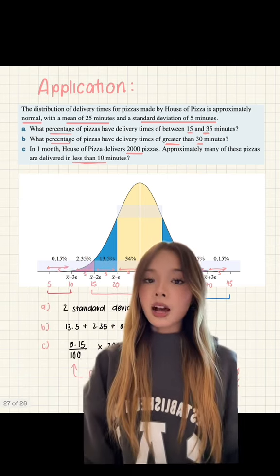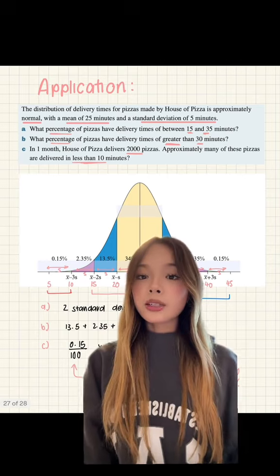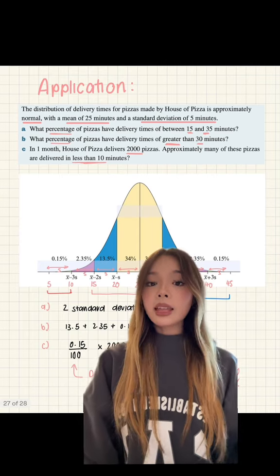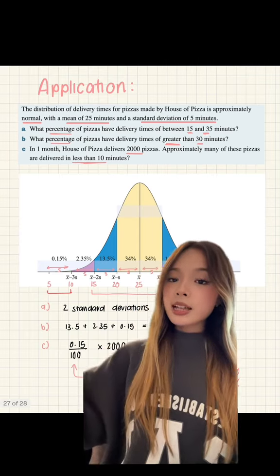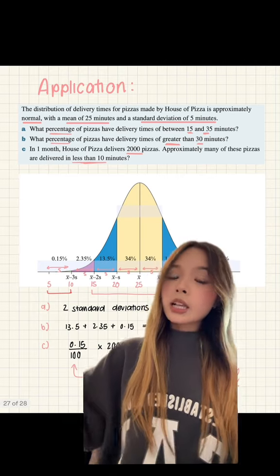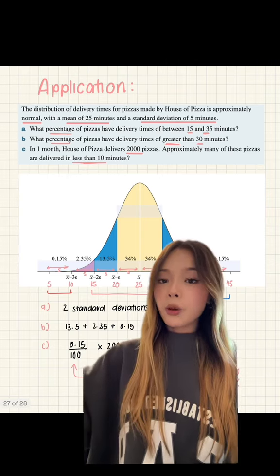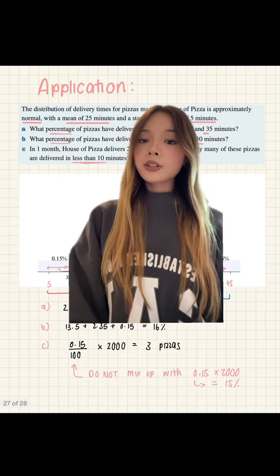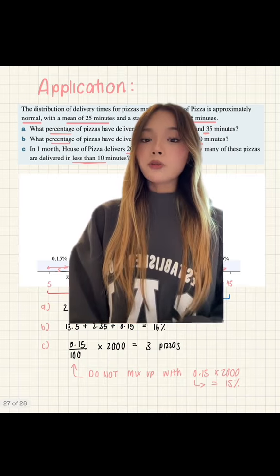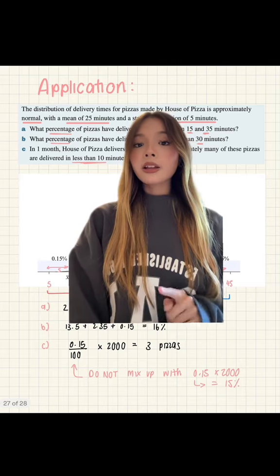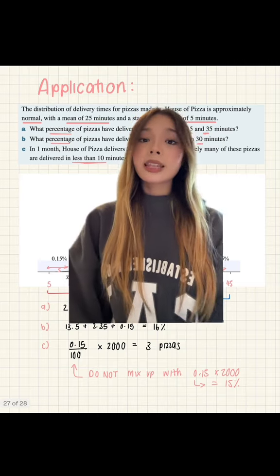The last question is asking us, if we have 2,000 pizzas delivered in 1 month, how many of these pizzas were delivered in less than 10 minutes? It is 3 standard deviations away from the mean, and anything less than that is what we're looking for, which is how we get 0.15%. Now we need to do 0.15 over 100, representing percentage, times 2,000 pizzas, which is how we get 3 pizzas that were delivered in less than 10 minutes.